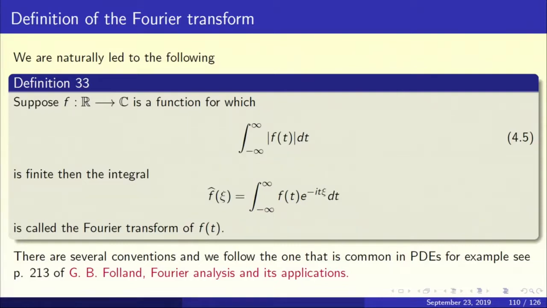Now there are several different conventions for the Fourier transform. Some people, instead of e to the power minus i t chi, take e to the power minus 2 pi i t chi. Some people put a 1 upon 2 pi factor in front of the Fourier transform. Some people put a 1 upon square root of 2 pi in front. There are all sorts of conventions, but we shall follow the convention that is common in the theory of partial differential equations, and we shall follow the book of Folland, Fourier Analysis and its Applications, and I have given you a reference to page number 213 of this book. So this is the definition of a Fourier transform.